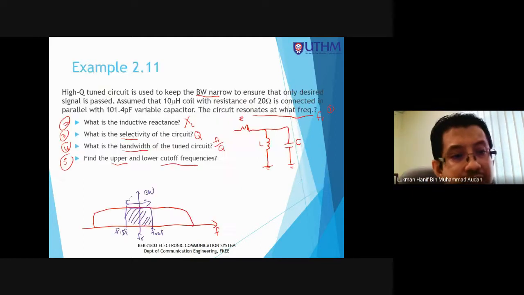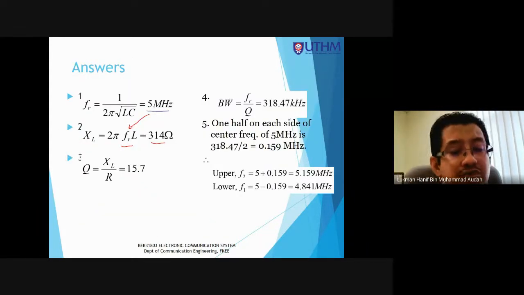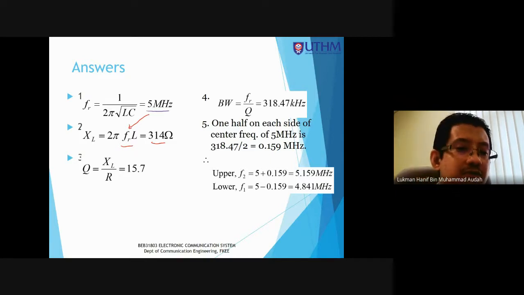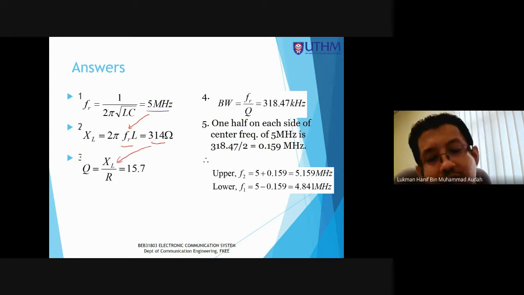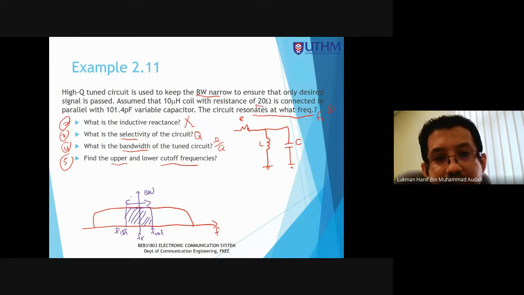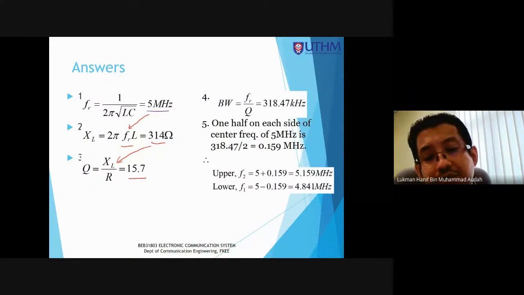And then question number 3, what is the selectivity of the tuned circuit? This question is actually asking about the quality factor, Q. Q is equal to the inductive reactance of the tuned circuit divided by the resistance of the tuned circuit. So ohms divided by ohm. We already got 314 earlier, divided by the resistance. R is equal to 20 ohm, given in the question. So you will get 15.7, no unit.